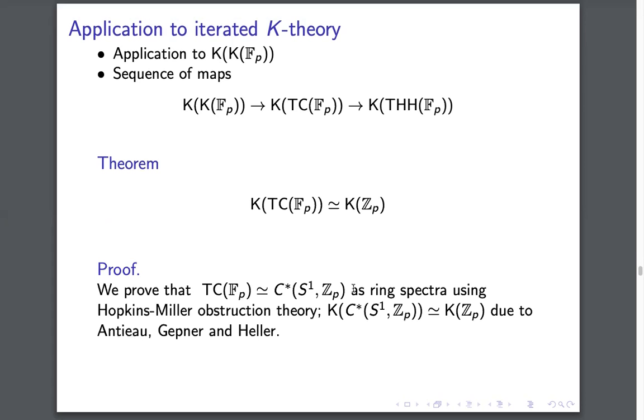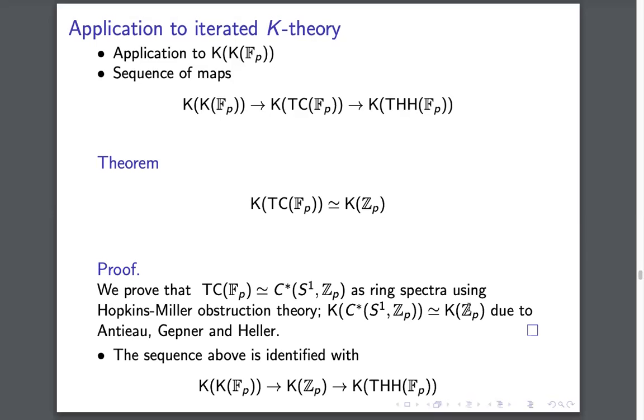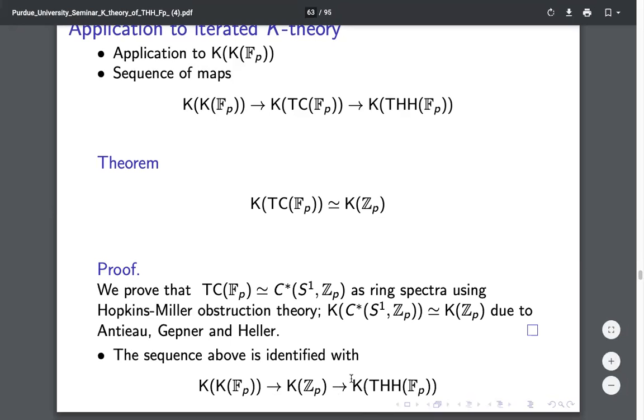And then it's due to Antieau-Gepner-Heller, from the theorem of the heart, that the algebraic K-theory of the right-hand side is already known. It truncates. So that's how we get this result, right? K-theory of this is K-theory of this, and due to Antieau-Gepner-Heller, this is K-theory of the p-adics. This tells us that this sequence is identified in this way, and for the right-hand side we have a complete identification of the groups.